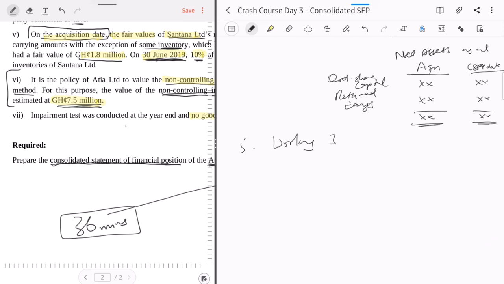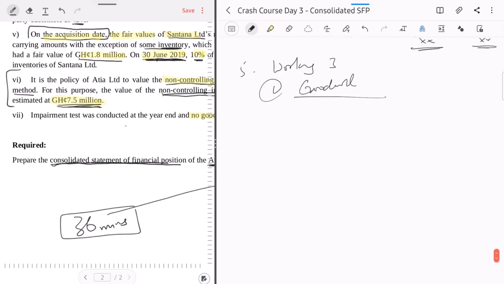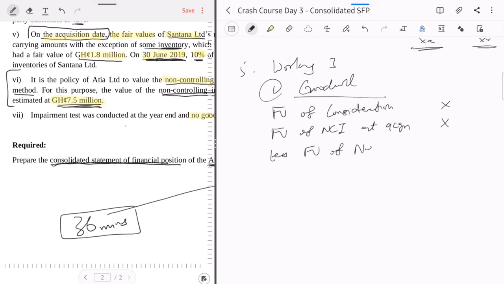Working 3 has 3 sub-workings. First one is what? Goodwill. How do you compute goodwill? Goodwill is what? The fair value of consideration, which will be a figure. Then you add fair value of NCI at acquisition, which would be a figure. Then you less what? Fair value of net assets at acquisition. Then this will give you what? Your goodwill.